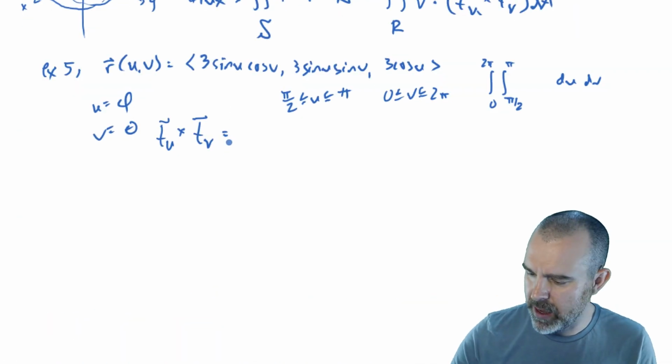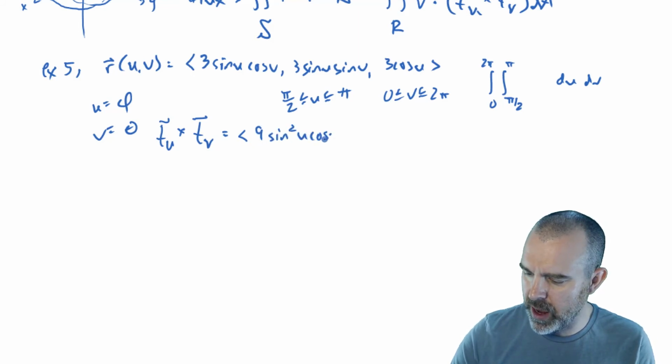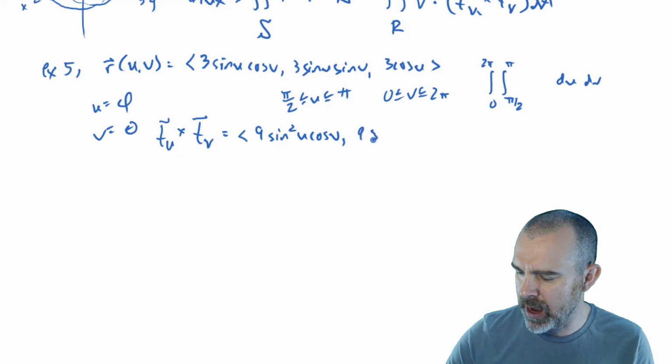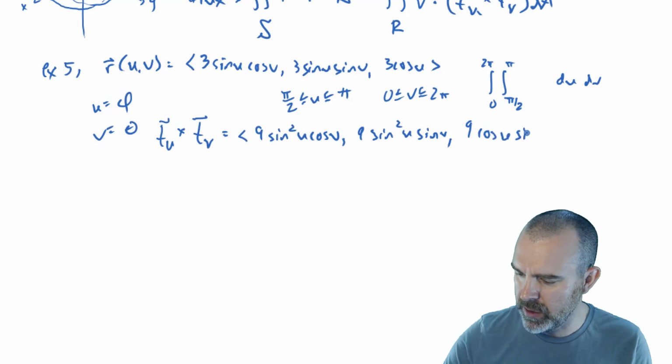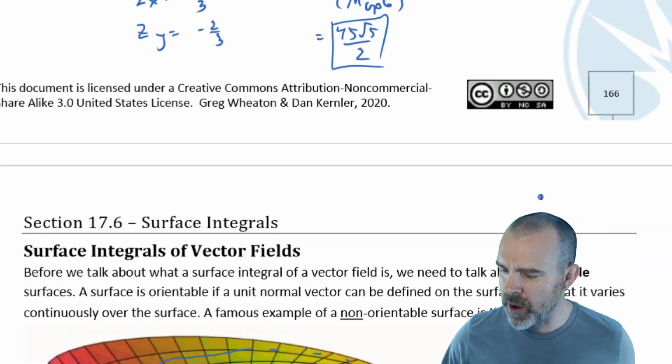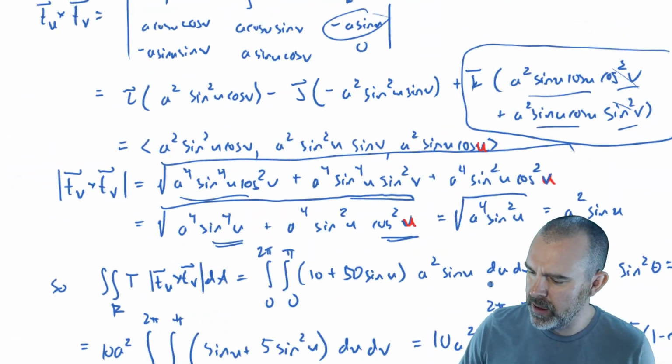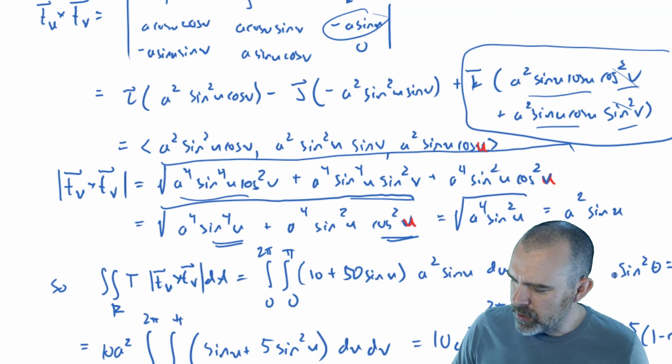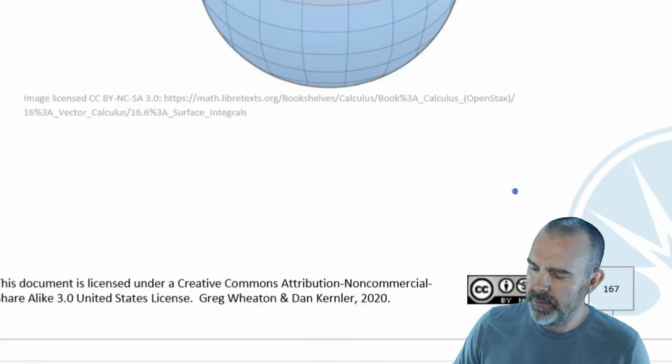This will be 9 sine squared u cosine v and 9 sine squared u sine v, and 9 cosine u sine u. That does not seem right. Cosine u sine u. Sorry, wasting time scrolling back and forth here. I feel like that was the one that we caught. Yep, it is sine u cosine u. Okay, all right.